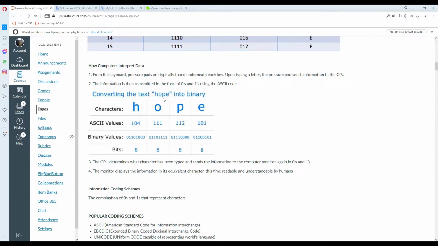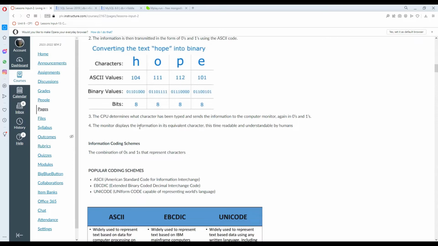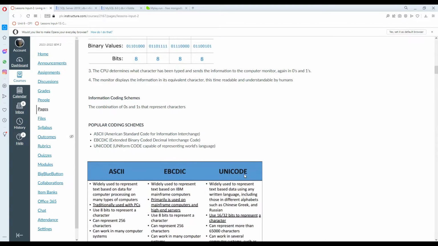For example, we are converting the text HOPE into binary. The characters are H-O-P-E, then the ASCII values, then the binary values, and then the bits. So that is how we type HOPE from the keyboard, and it is transmitted to the CPU via the use of zeros and ones using the ASCII code. The CPU determines what character has been typed and sends the information to the computer again in zeros and ones. The monitor displays the information in its equivalent character, this time readable and understandable by humans.